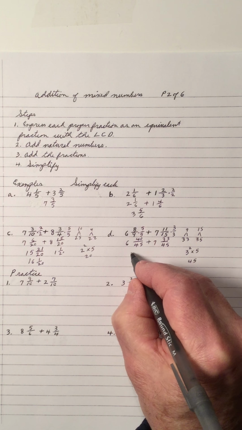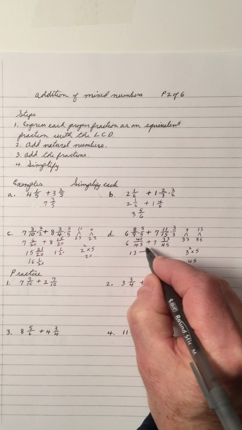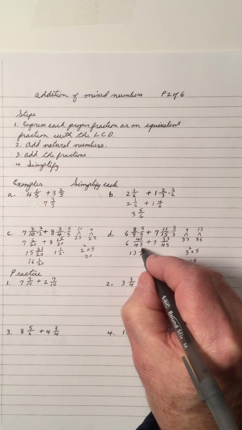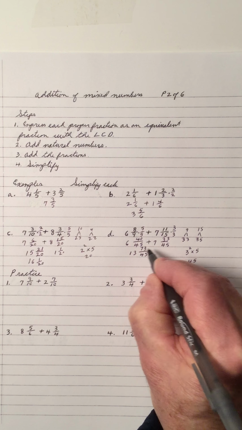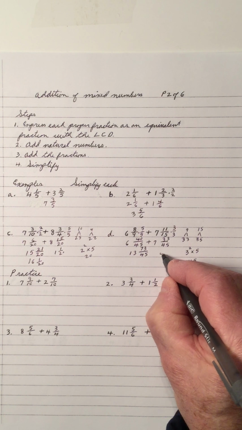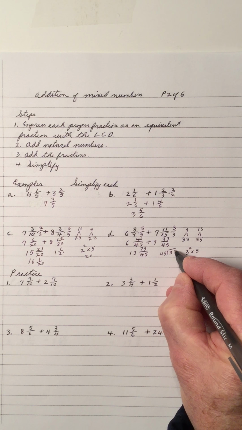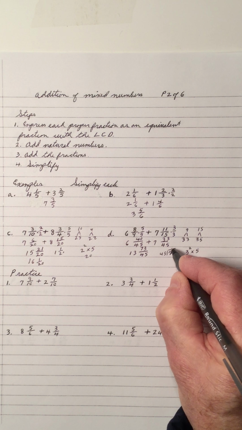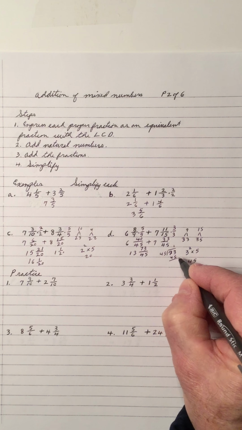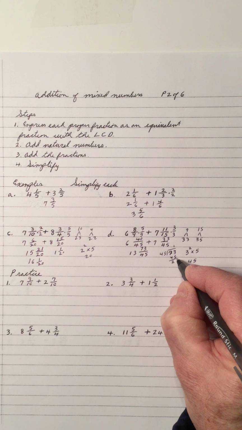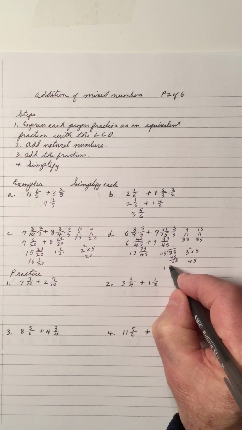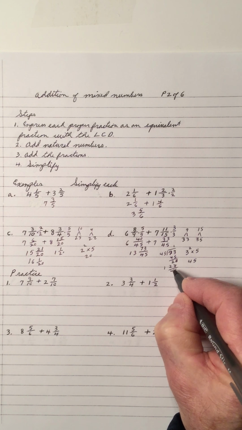Now I add my natural numbers, which is 13. Add my fractions, keep the denominator 45. 40 plus 33 is 73. Now 45 goes into 73 once. When I subtract, I get a 28. So that's 1 and 28 over 45.